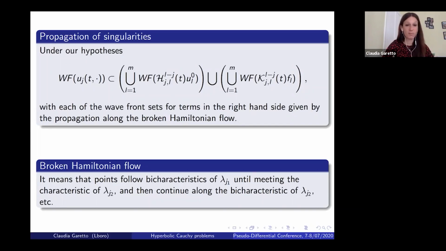Because let's remember that we are in the presence of multiplicities. So if I travel along a bicharacteristic, then when I meet another one, I will actually switch to that one, okay? And continue there, and then at another crossing, I will switch again, and so on. And this will give me this broken Hamiltonian flow.